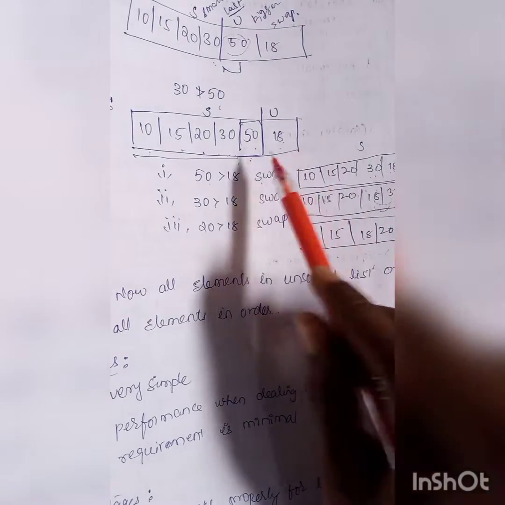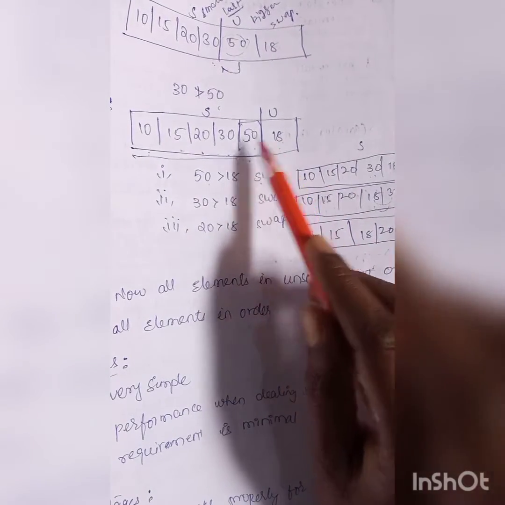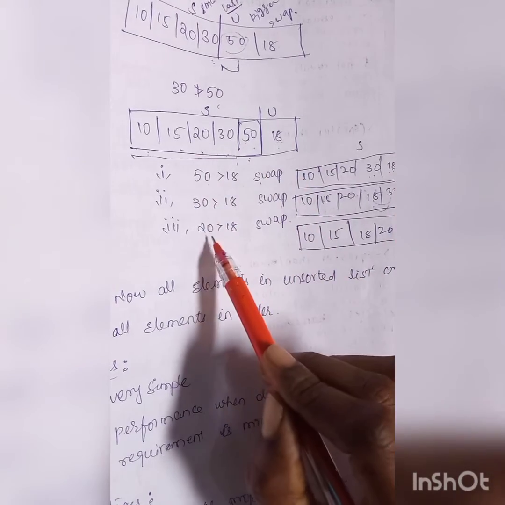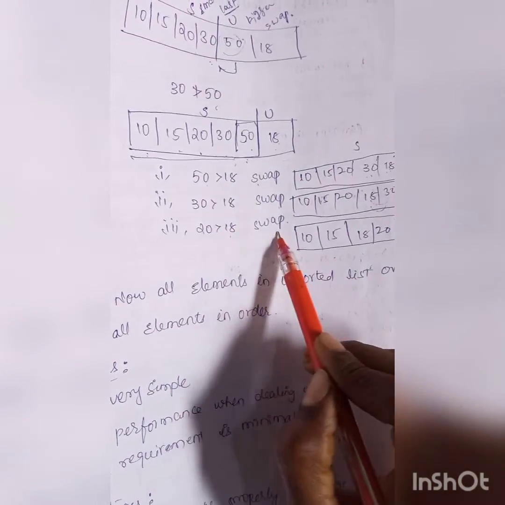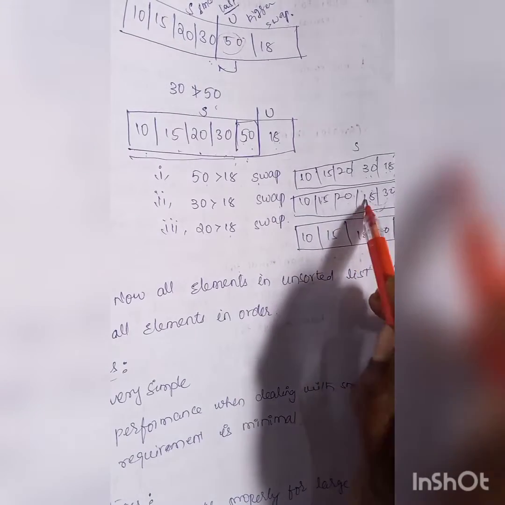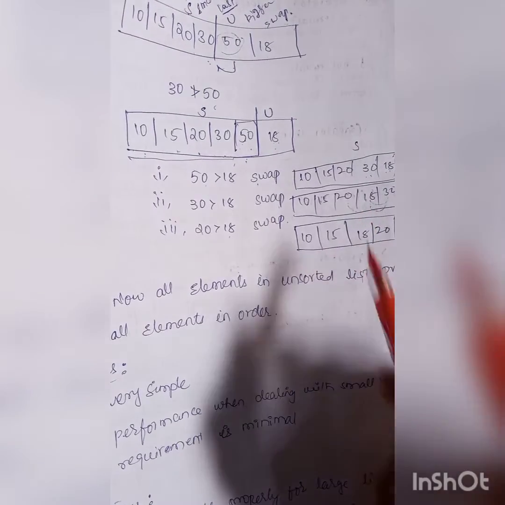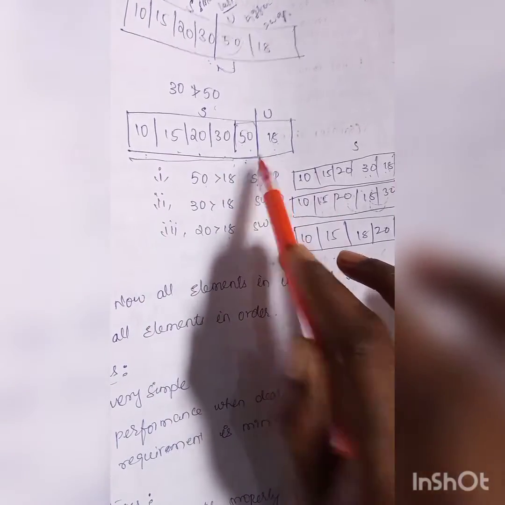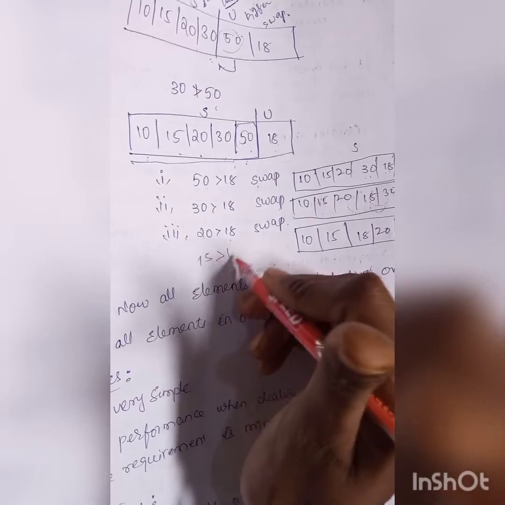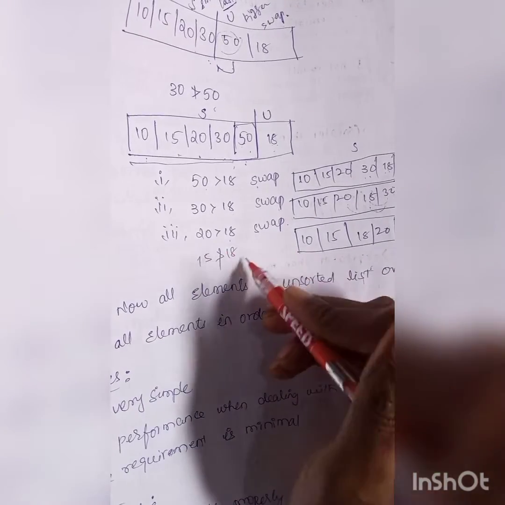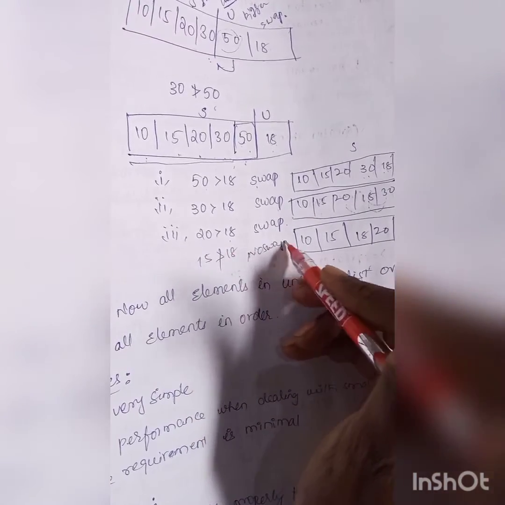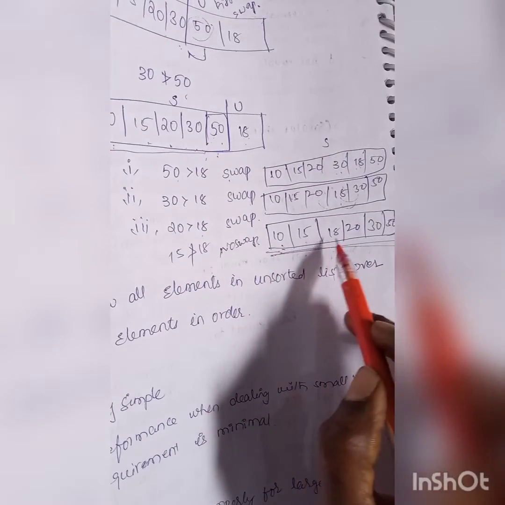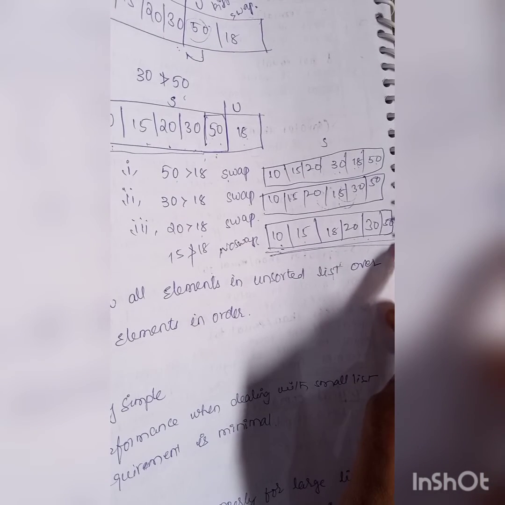Right? Now 18 you compared with 50 and 18 you compared with 30. Now again you should compare 18 with 20. So 20 is greater than 18, swap. So 20 comes to this side, 18 comes to this side. Next you must compare 18 with 15. Is 15 greater than 18? No, condition false. So no swap occurs. So finally the list of elements is in order: 10, 15, 18, 20, 30 and 50.